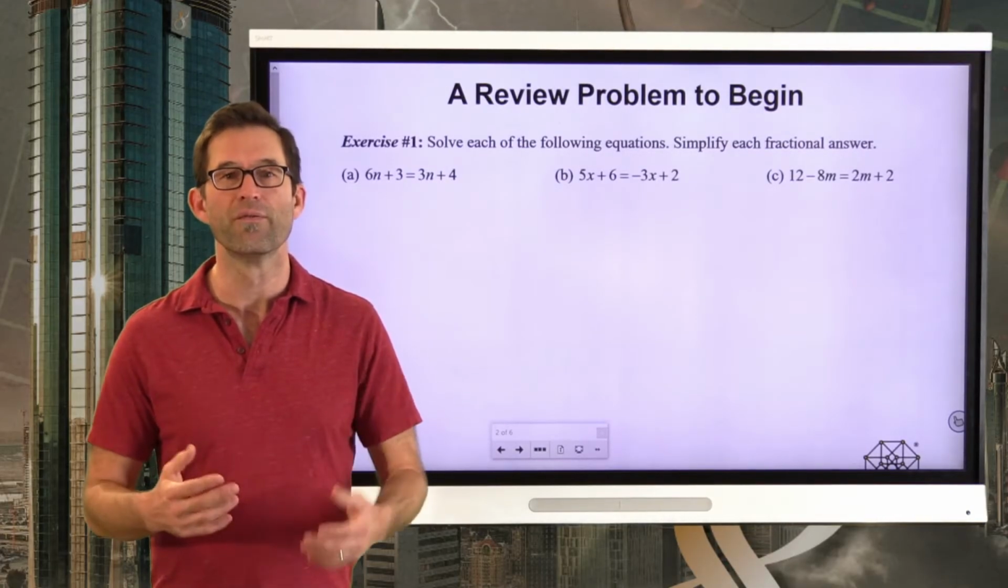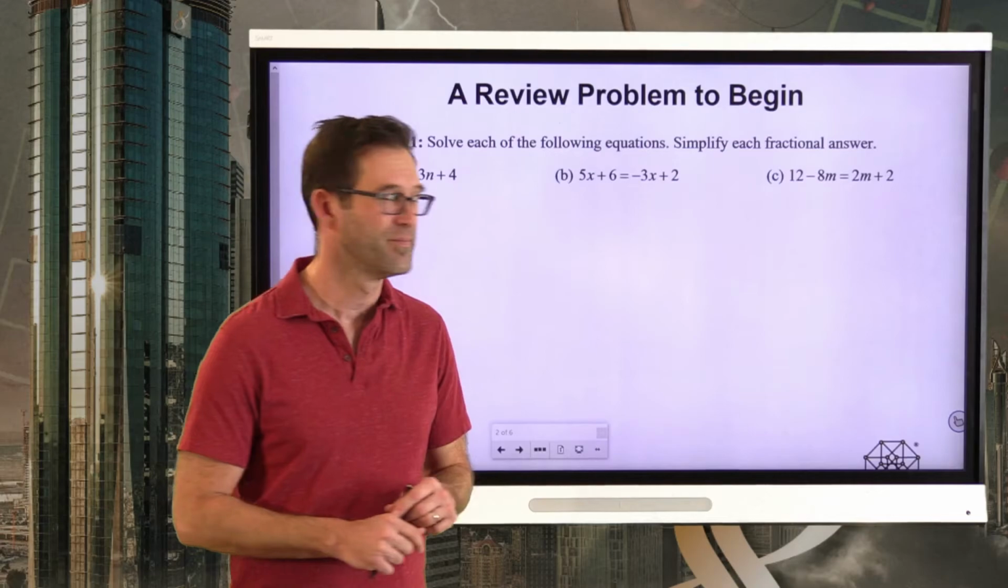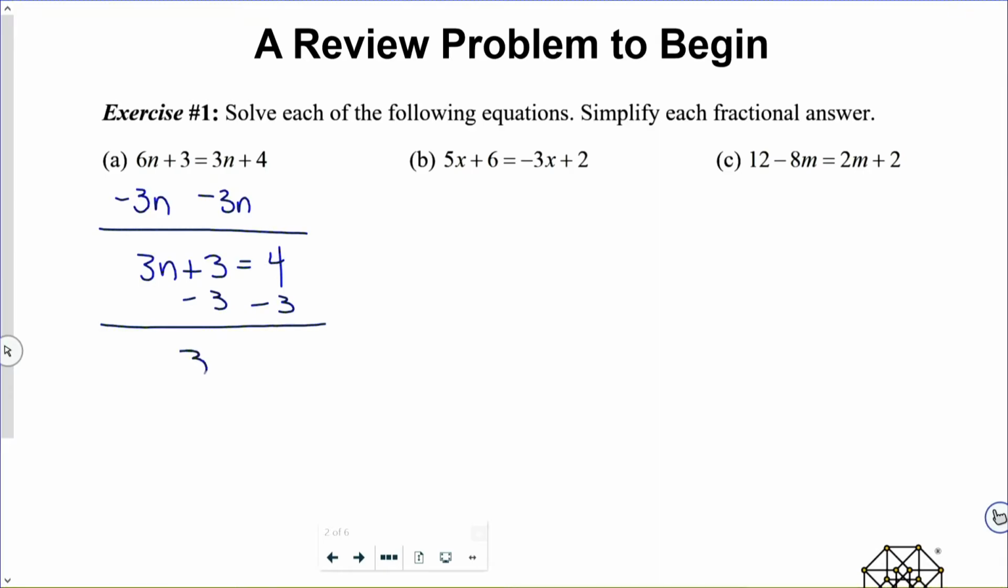Just as a review of this process, let's do letter A together. I've got 6n plus 3 equals 3n plus 4. In order to isolate the variable, I'm going to subtract a 3n from both sides. 6n minus 3n is just 3n, plus 3 is equal to 4. I can now subtract a 3 from both sides. That's going to give me 3n is equal to 1, and I'll divide by 3 on both sides. Don't do anything silly here. n is just the fraction 1/3.